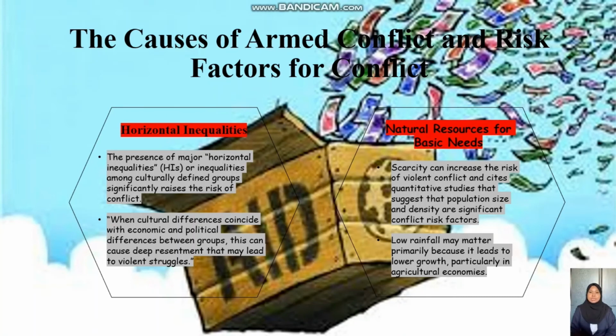The first cause is horizontal inequalities. Frances Stewart proposed that the presence of major horizontal inequalities, or inequalities among culturally different groups, significantly raises the risk of conflict. She argues that when cultural differences coincide with economic and political differences between groups, this can cause deep resentment that may lead to violent struggles.